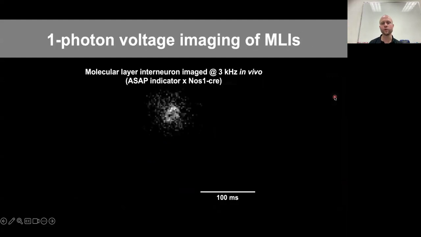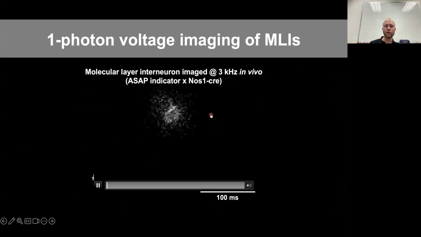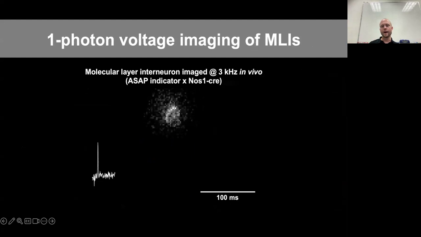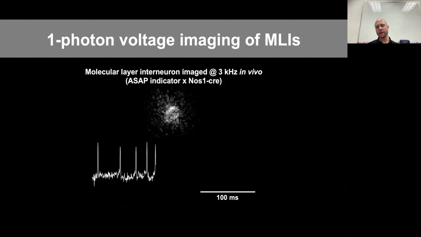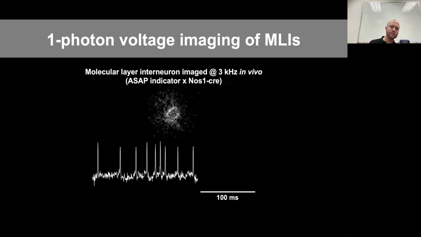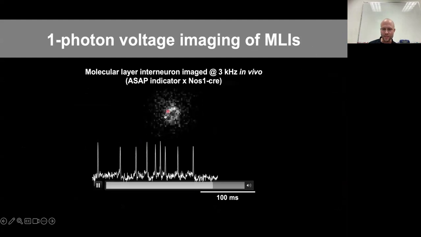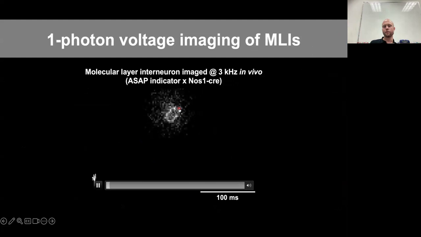All right, so what do recordings look like from these MLIs when we use voltage imaging? Here's one example recording from an MLI. That was performed at 3 kilohertz in vivo using an ASAP-based voltage indicator in the NOS1 Cre line. What you can appreciate from this video is that, first of all, you can see the cell up here. This circle is the cellular membrane. You can see the cell blinking. Those are the action potentials.